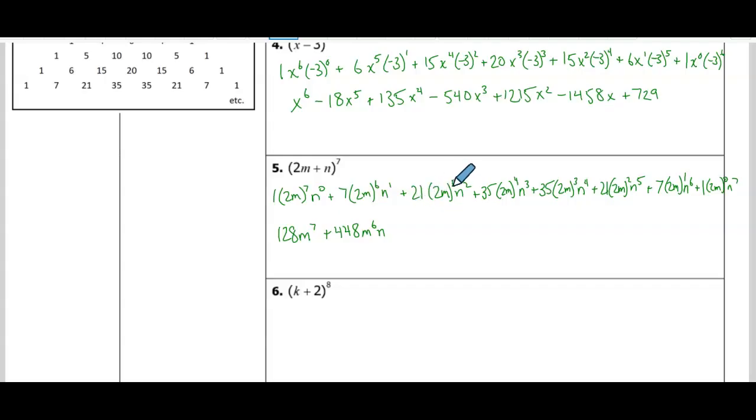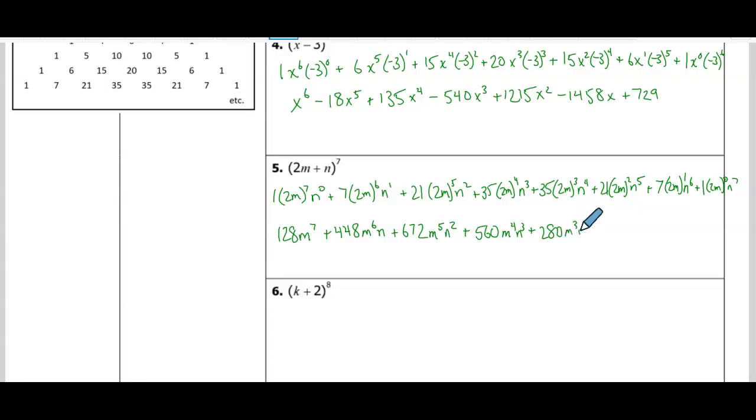Third term, 2 to the 5th times 21. And all that can be done on a calculator. You do not have to do this in your head. 672, m to the 5th, n squared. Next term. 2 to the 4th times 35, 560. M to the 4th n cubed. 2 to the 3rd times 35, it's 280.